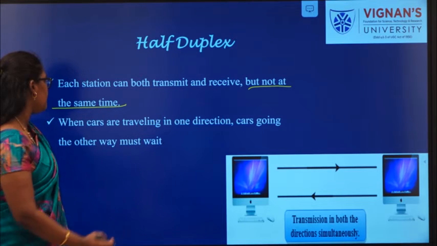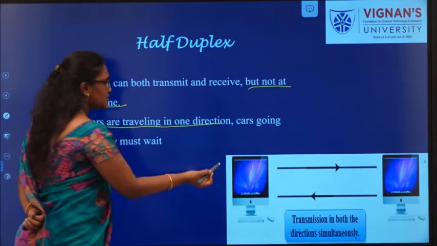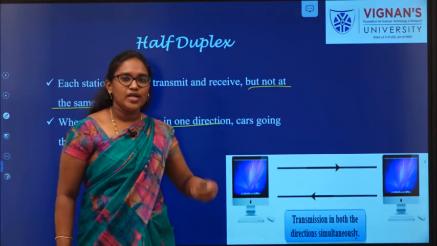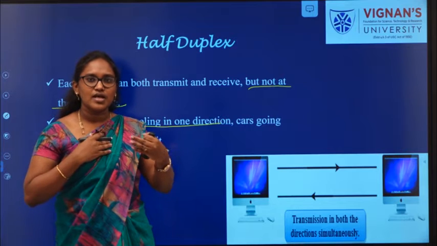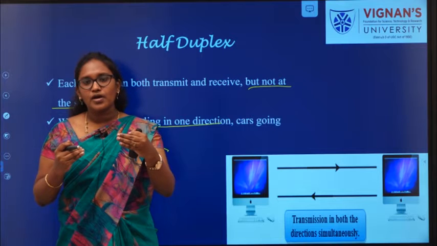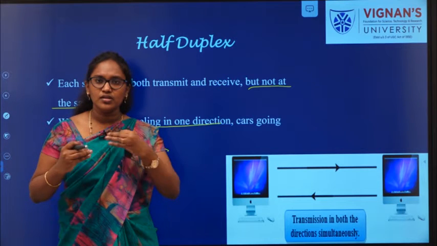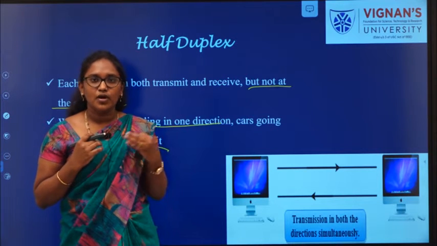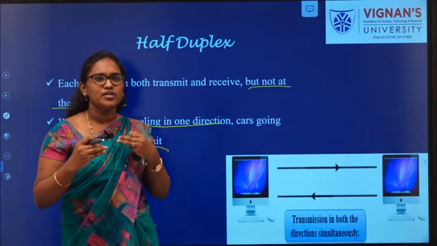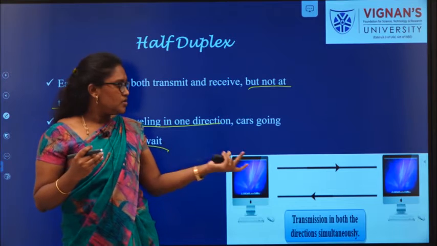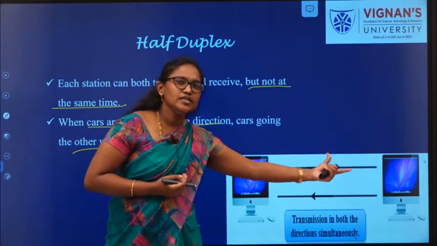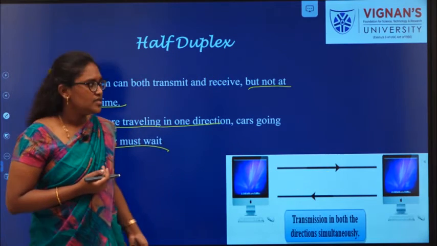In a real time example, when cars are traveling in one direction, cars going in the other direction must wait, right? For example, there are two cars coming in opposite directions on a small road. There is a possibility for both the cars to move in their respective directions, but what is the threshold there? Until and unless one car moves forward, the other car cannot come back, right? So similarly here also transmission is possible from both sender as well as receiver, but not at the same time.